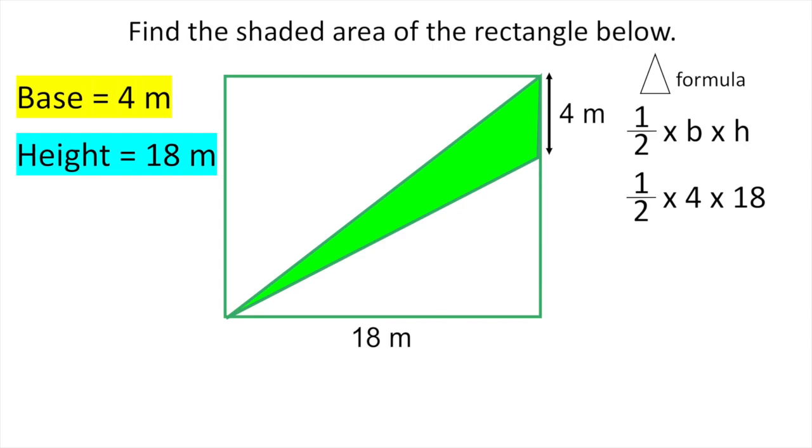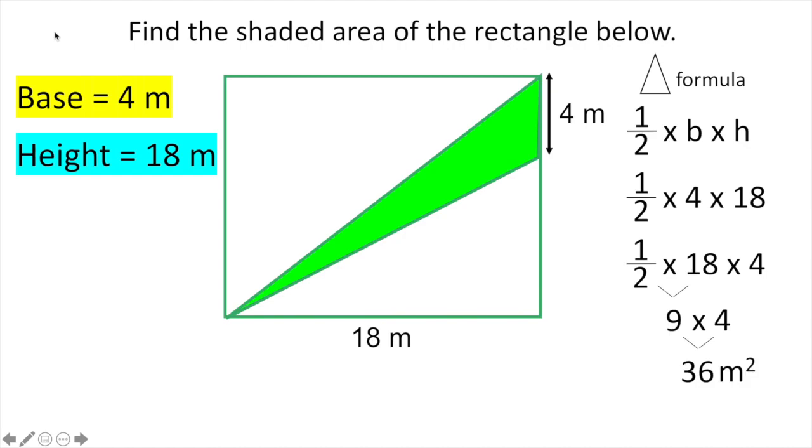So I would personally choose to move the 18 to my second factor and write it like this, half times 18 times 4. Because then I can solve the whole thing mentally without having to do any long multiplication on paper. Now I'm going to multiply half times 18, which is 9, and then 9 times 4, which is 36. It is area, so it's going to be meters squared. And that's my final answer. The area of the shaded figure is 36 meters squared.